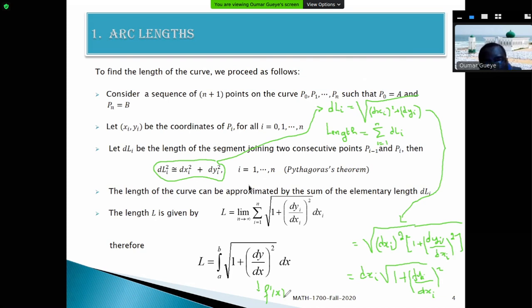So basically it means anytime you want to calculate the length joining the points A and B, you have to integrate from the x coordinate of the initial point to the x coordinate of the terminal point of the square root of 1 plus the derivative of f with respect to x, squared. Just keep in mind here, a and b are the x coordinates of the extreme points.